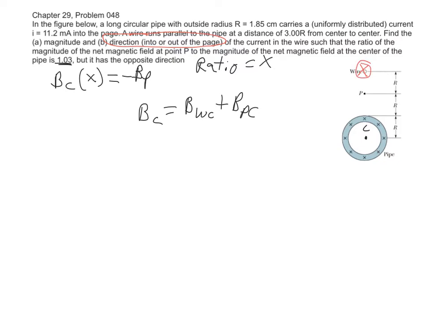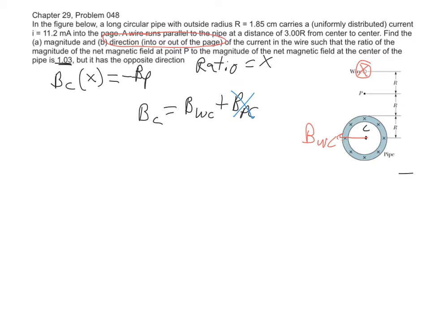So what that means is, by the right-hand rule, the field produced at point C is going to be this way. So that's the B due to the wire at point C. I'm going to rewrite that so you can maybe tell what it is. And the B field due to the pipe at point C, since it's at the center with uniform charge distribution, is actually going to be 0. So all we're left with is the B field due to the wire at point C.